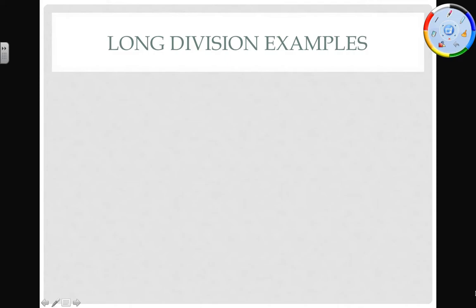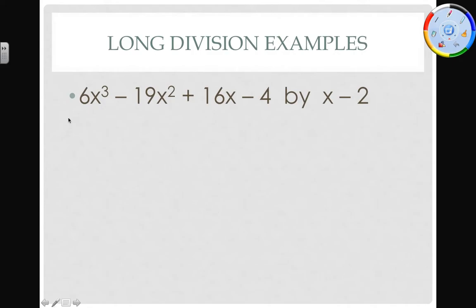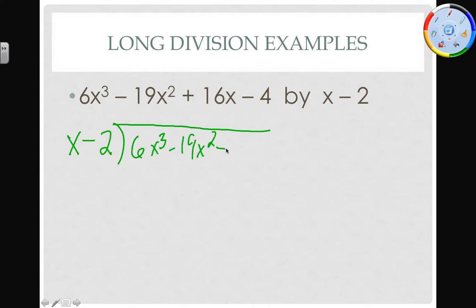And hopefully you remember a little bit of long division for polynomials from last year. So here's our first example. Notice we're taking a cubic, this big long cubic here, and we're dividing by a linear factor. And just as before, the thing we're dividing by goes outside the house, and then what we're dividing into goes inside the house, like that.